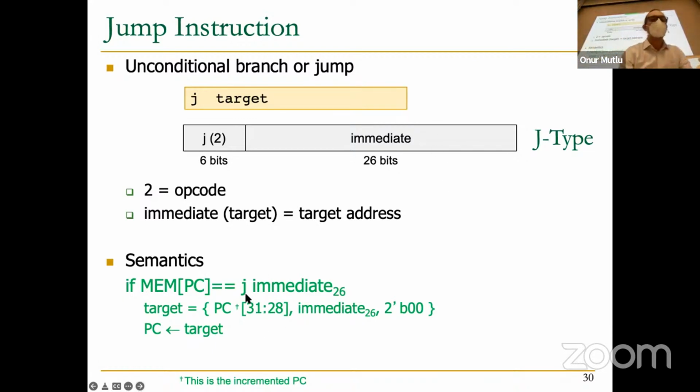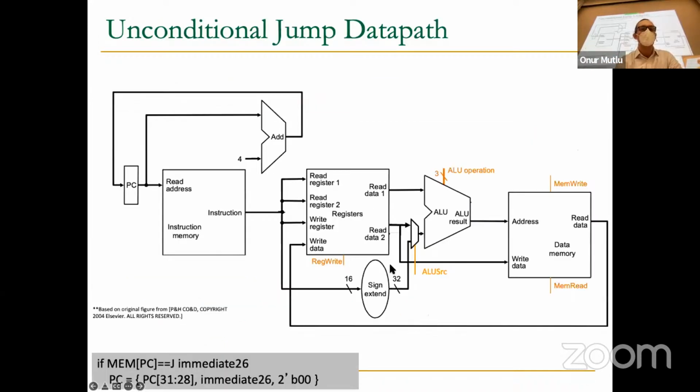And the instruction specifies that you should concatenate the top 4 bits of the program counter, the incremented program counter, with 26 bits of immediate, and the last 2 bits should be 0. So you need to do some bit shuffling such that you do concatenation of these different fields. It's very easy to compute this target, and then program counter gets the target. It's an unconditional jump, basically, to that target address.